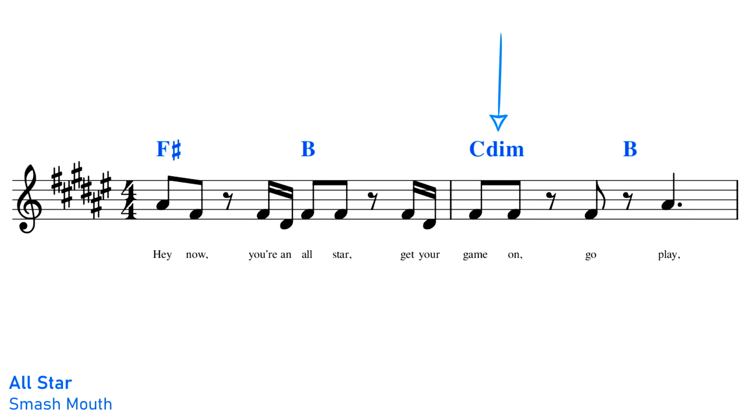So rather than resolving the diminished chord upwards to get that satisfying climb that we've seen in other examples so far, here the diminished chord is just introducing some tension and then returning back down to the regular 4th degree.